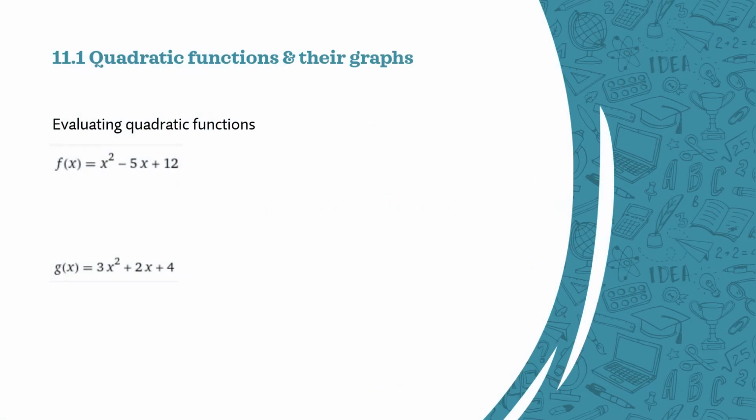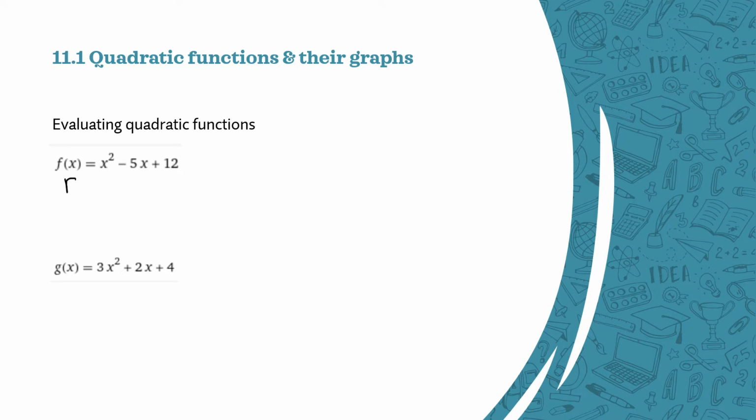So we're going to talk about section 11.1, quadratic functions and their graphs. Suppose I want to find a value for a function given a particular x value. Say I had this function here, f of x equals x squared minus 5x plus 12. I want to find the value when x equals 3.